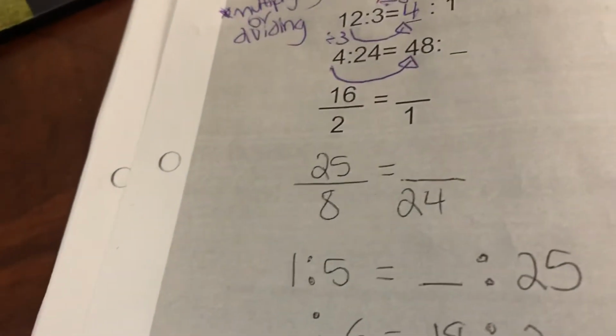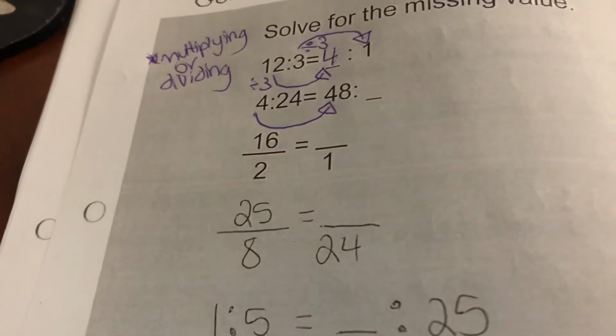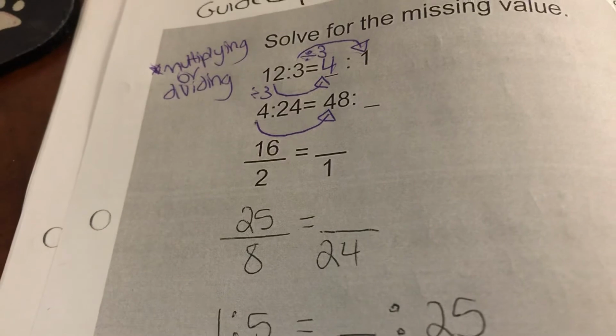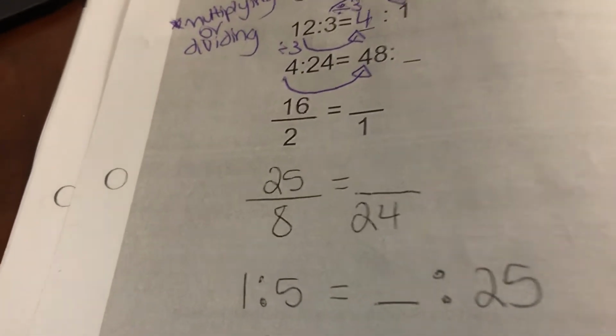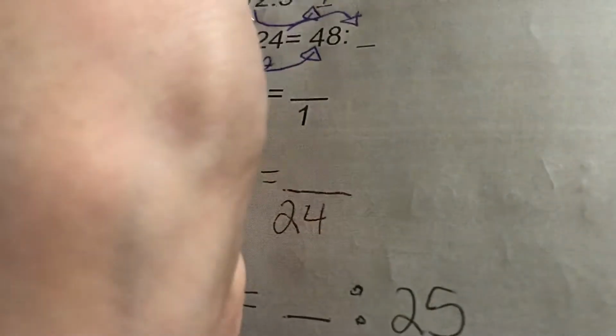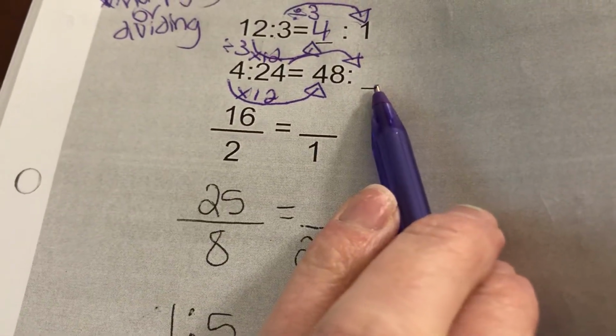Okay, so then you would ask yourself, okay, well, 4 times what is 48? Or, if you want to think about it in terms of division, 48 divided by 4 is what? It's the same process. Okay, so I know that 4 times 12 is 48, so times 12, which means that I must have multiplied 24 times 12 to end up with this answer over here. Okay, so now I'm going to just figure that multiplication out. So 24 times 12.